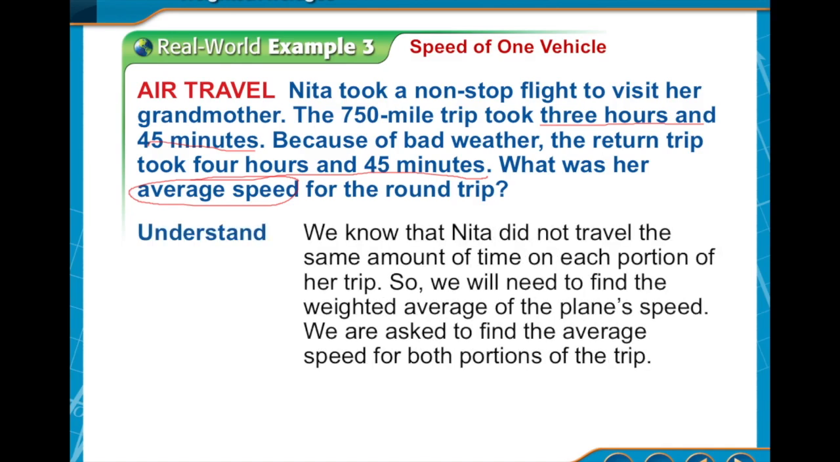Well, what do we know? We know that Nita did not travel the same amount of time on each portion of her trip. The first one was faster, the second one was slower. So we'll need to find the weighted average of the plane's speed. We're asked to find the average speed for both portions of the trip, which we can do.